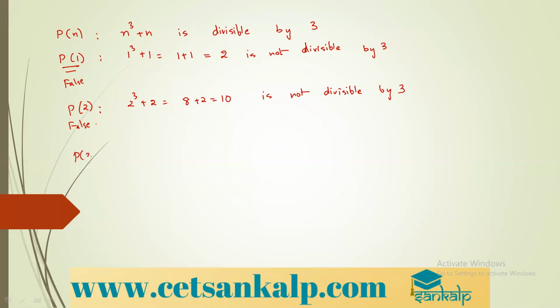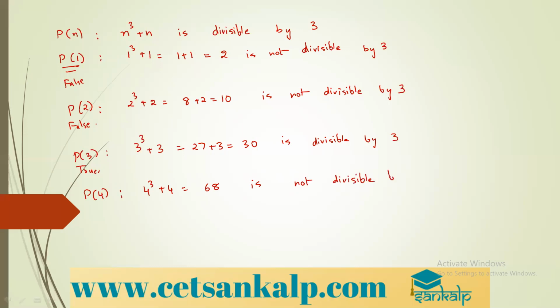Coming to P of 3. 3 cube plus 3, that is 27 plus 3, 30. Yes, 30 is divisible by 3. So I can say the P of 3 statement is true here. Again, if I see P of 4, 4 cube plus 4 is 68. 68 is not divisible by 3. So I can say P of 4 is false.